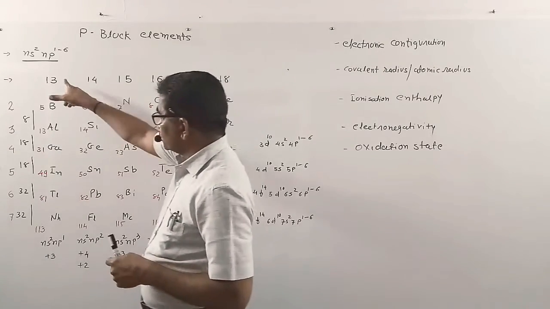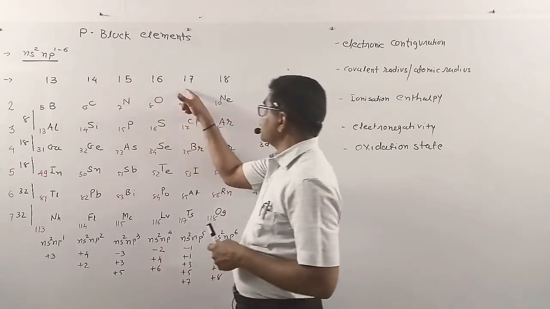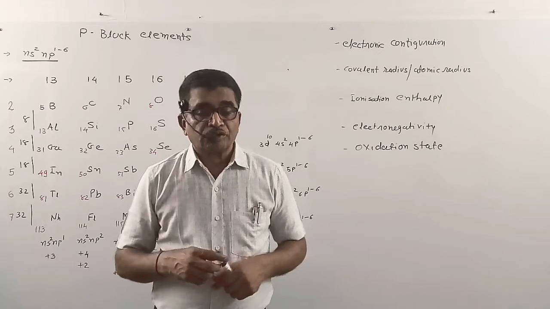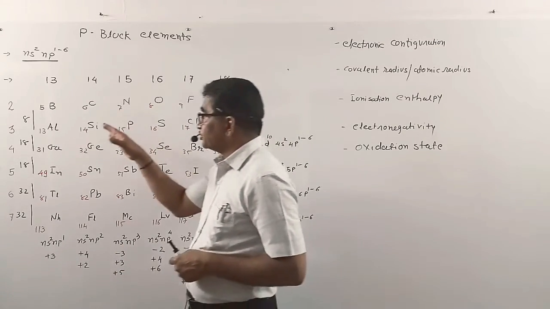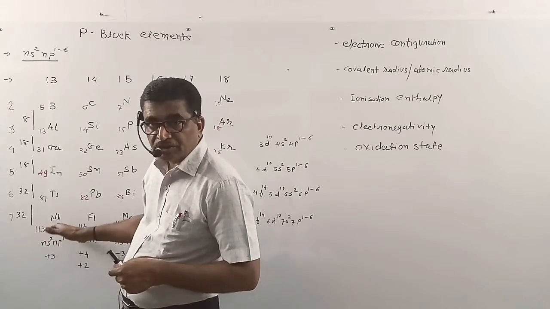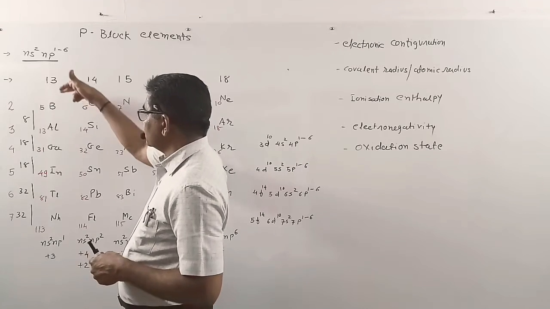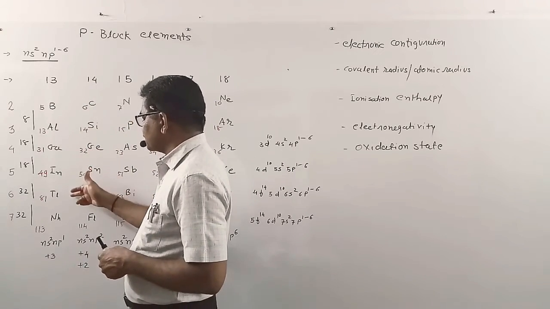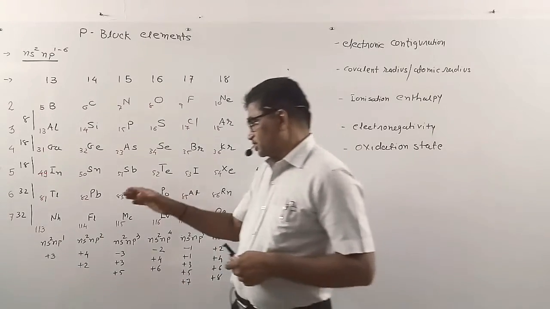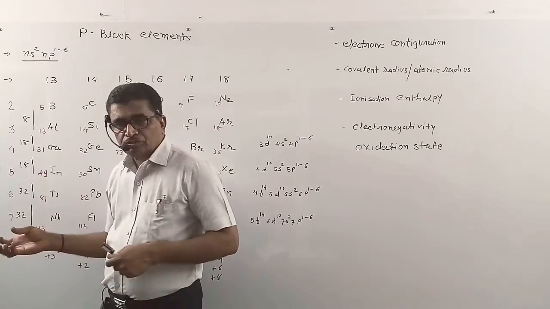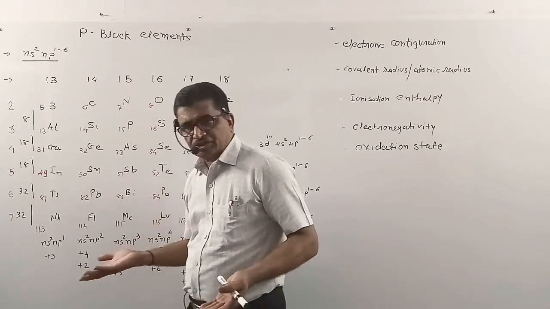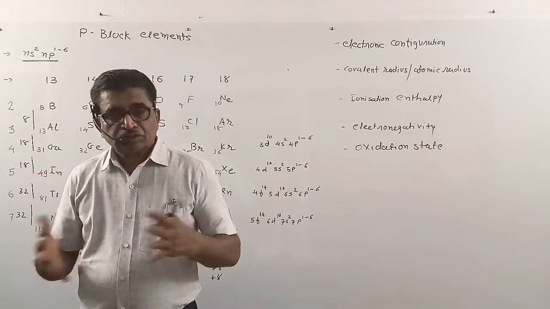We know that the group numbers are 13, 14, 15, 16, 17, 18. There are 6 groups in P-block elements, and each has 6 elements. As for example, group 13: boron, aluminium, gallium, indium, thallium, and nihonium. Nihonium is radioactive, present in very small amounts in nature.